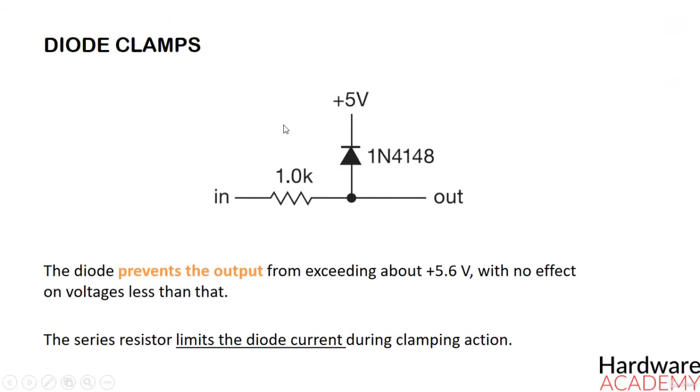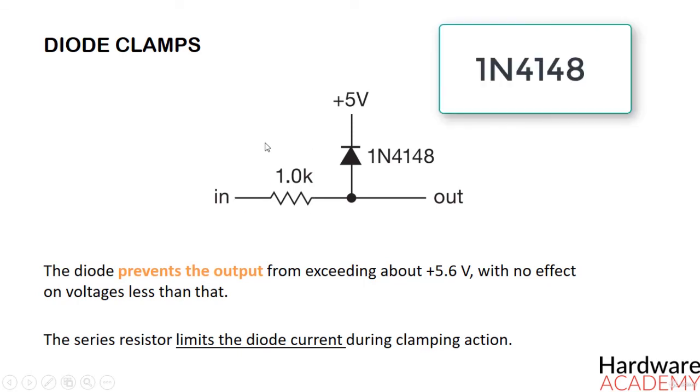Sometimes it is desirable to limit the range of a signal, for example to prevent it from exceeding certain voltage limits somewhere in a circuit. The circuit shown here will accomplish this. The diode prevents the output from exceeding about plus 5.6 volts with no effect on voltage less than that. The only limitation is that the input must not go so negative that the reverse breakdown voltage of the diode is exceeded. For example, for a 4148 diode, its reverse breakdown voltage is at minus 75 volts.